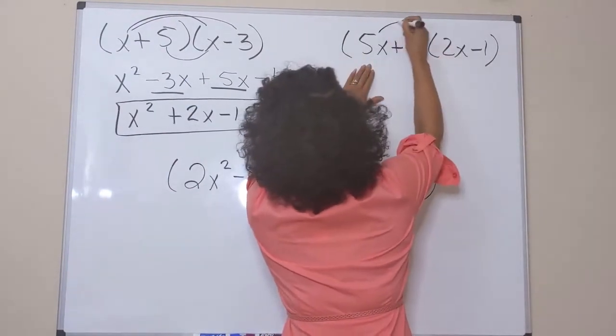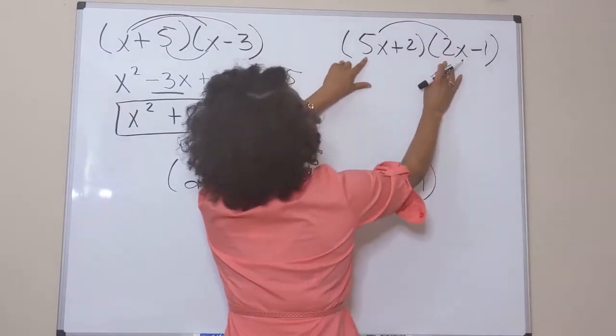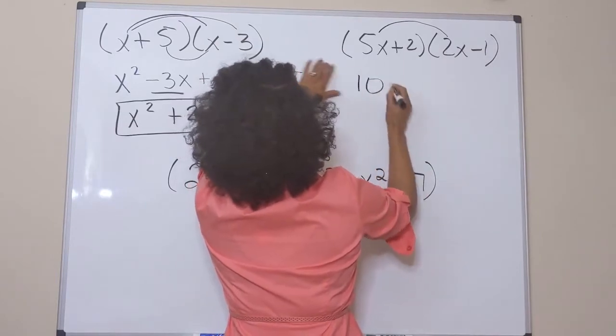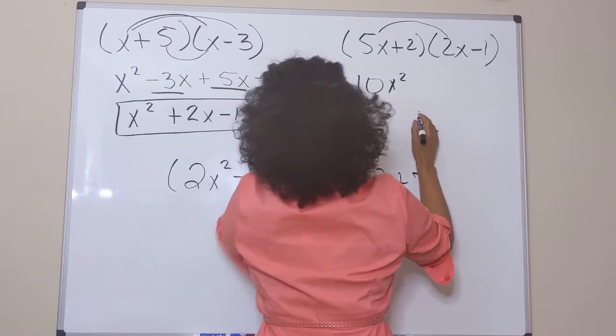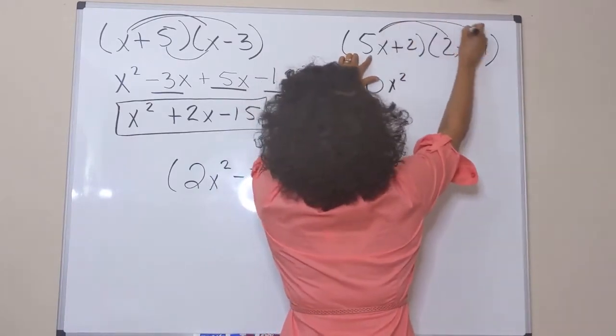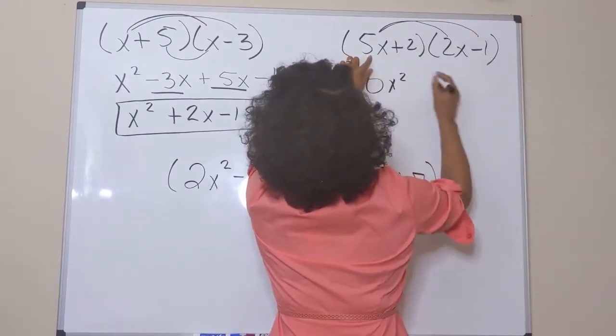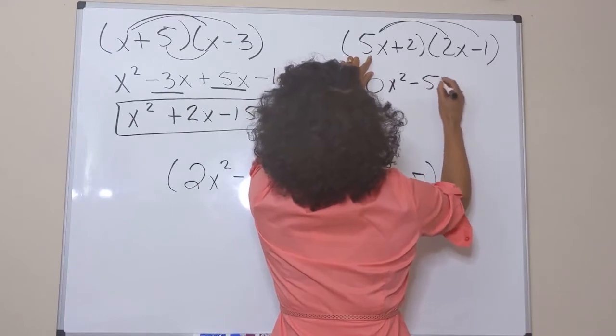Next, multiplying that 5x by both terms in the second polynomial. 5x times 2x. 5 times 2 gives me 10. Then I'm adding those exponents. So x times x is x squared. 5x times negative 1 is negative 5x.